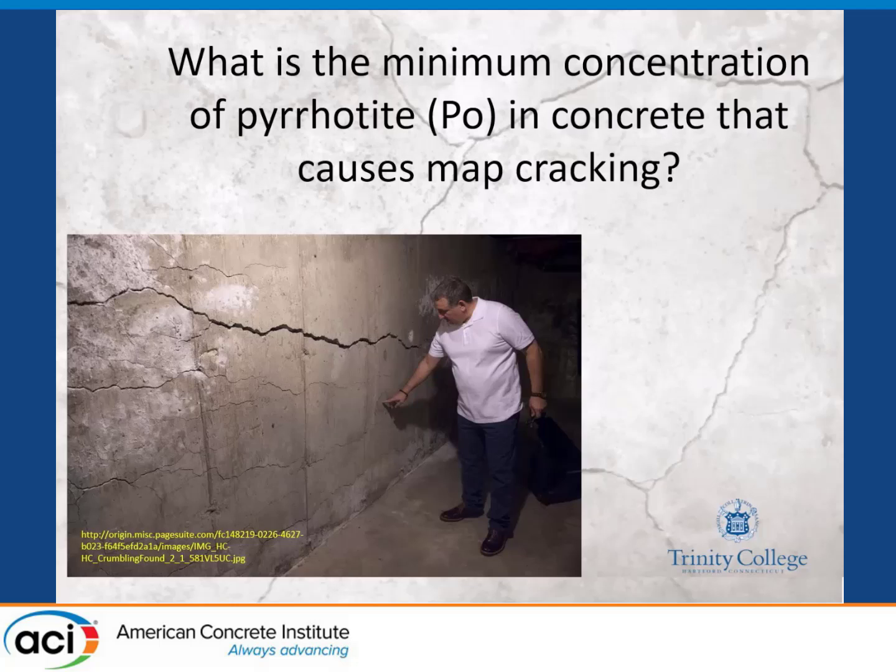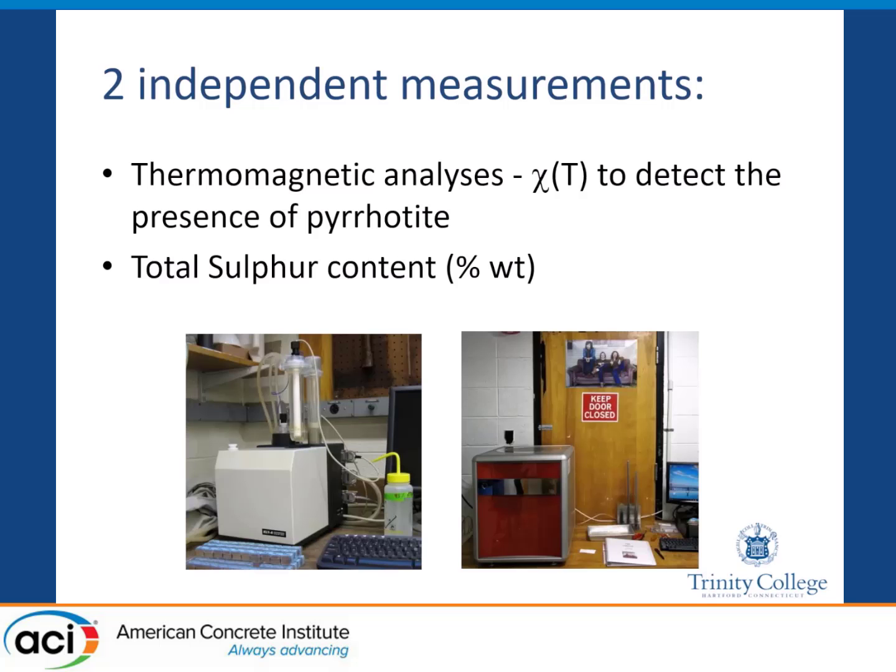So the burning question that I've been asked over the years since we've been doing this, what everyone wants to know, is: what is the minimum concentration of pyrrhotite in concrete that causes map cracking? We've seen examples of map cracking. This is another homeowner that has a home that is extensively map cracked. Penetrative map cracking is the most obvious symptom of the pyrrhotite reaction. And to have a chance to answer this question, one needs to be able to confidently measure pyrrhotite, ideally by percent weight, to very low concentrations. And this has been proven to be quite challenging, as we're all trying to do similar things here.